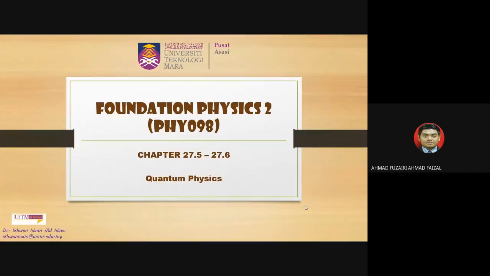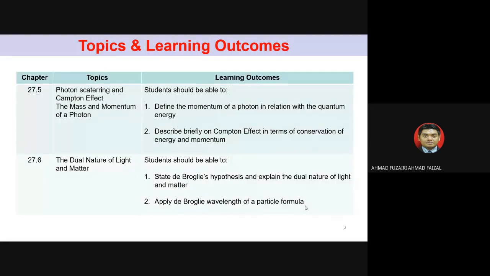And this is the applications. So these are the topics for today, which is chapter 27.5: photon scattering and the Compton effect, the mass and the momentum of a photon. Remember mass and momentum of a photon, and lastly the dual nature of light and matter.